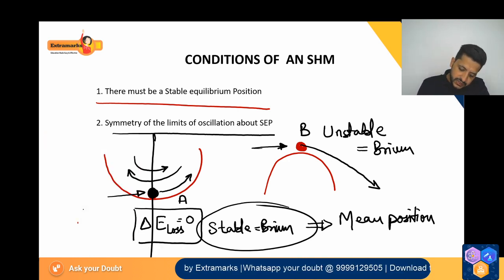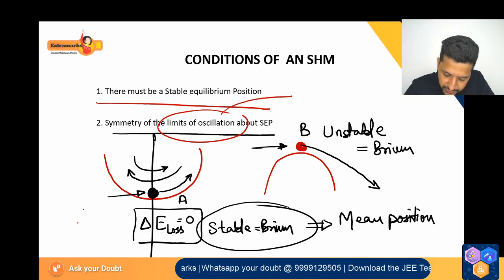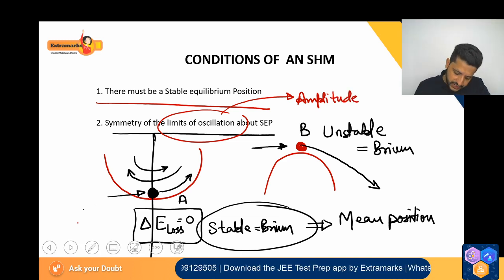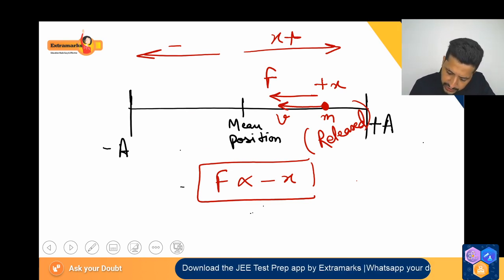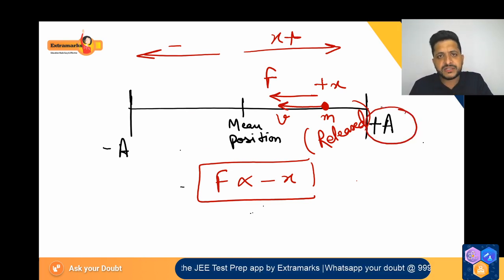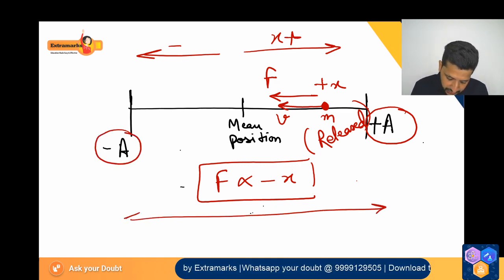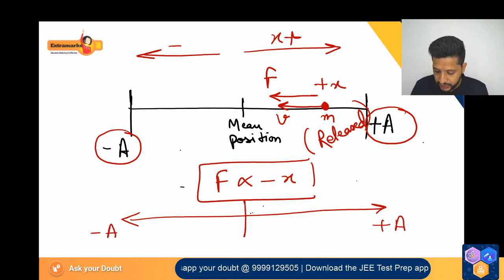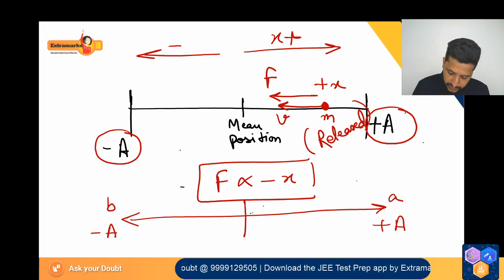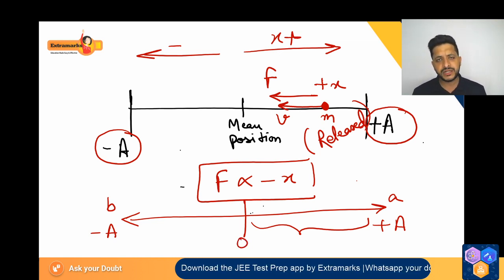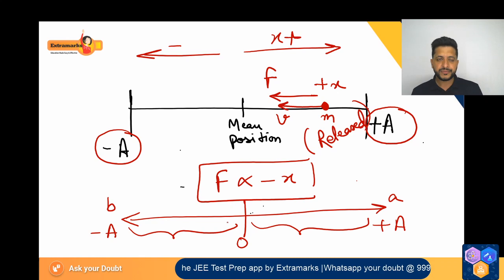What do we mean by limits of oscillation? Limits of oscillation means the amplitude. What, beta? Amplitude. We have seen in the previous slide, I will take you back, that the maximum value of x on this side is plus a, and the maximum value of x on this side is minus a. So these oscillations are confined within minus a to plus a. Say this position is small a, and this position is small b. Small a is as much distant from the mean position or stable equilibrium position as the point small b.